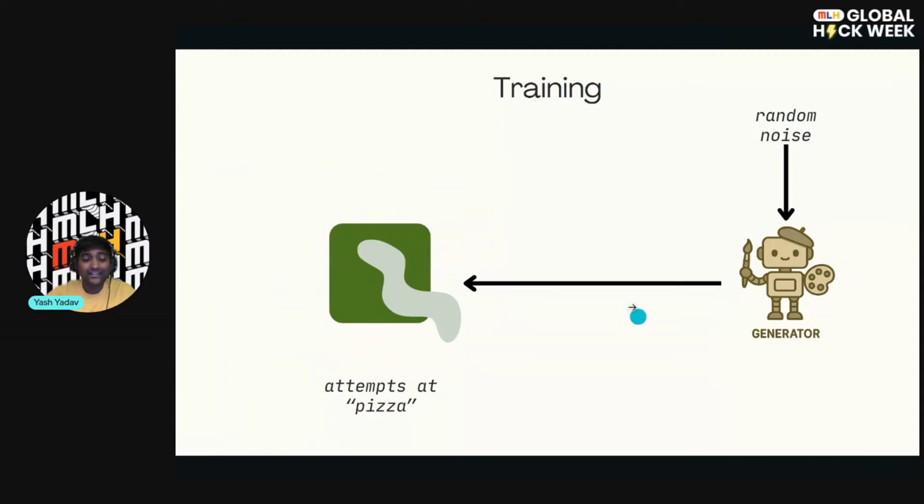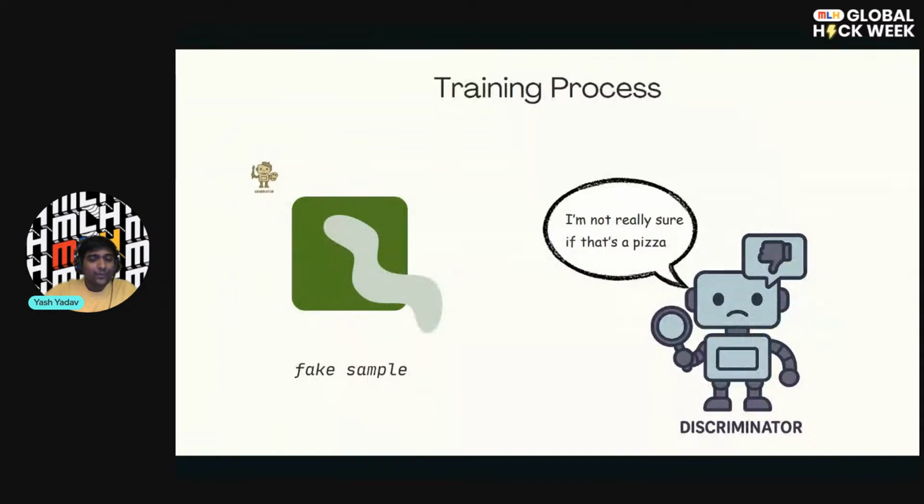So it starts off with very random models, with very random samples. The discriminator itself isn't really sure if that's a pizza or not. It thinks it's not a pizza, but we only showed it a few slices of pizza, so it doesn't really know. It is uncertain, but it thinks this is not a pizza.